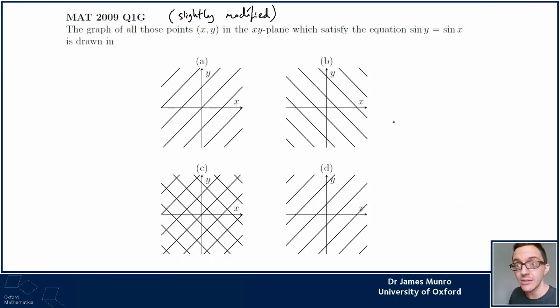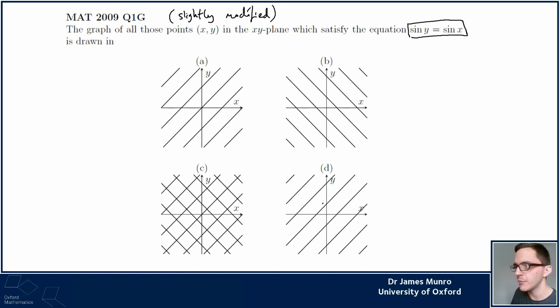Okay, so this is Math 2009, question 1G. It's slightly modified to remove the labels on the axes. Sorry, I thought I'd make the question harder by removing the labels. It's one of those ones where we give you an equation to solve, like how you've seen x squared plus y squared equals 1 for the equation of a circle. This is not a circle, and we'd like you to find all of the solutions to this equation. Once you've found all the solutions, you could think about where they lie in the xy plane. And there are 4 options here of what that might look like.